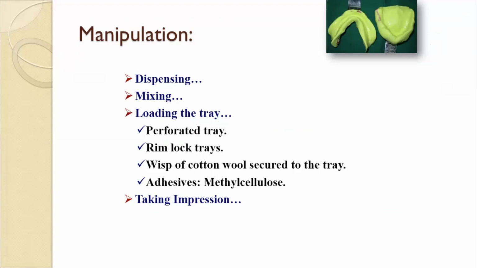So coming to your manipulation, basically your correct water powder ratio is very essential. You have to add your pre-measured powder to your pre-measured water that is to be put into a bowl, and then you have to use a plastic or metal spatula that is sufficiently flexible to adapt your material to the walls. Because basically in alginate we have to use a figure of eight motion and rub our material against the wall. Then your trays to be used are perforated trays, rim lock trays.